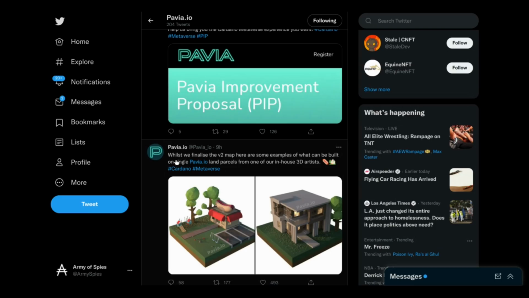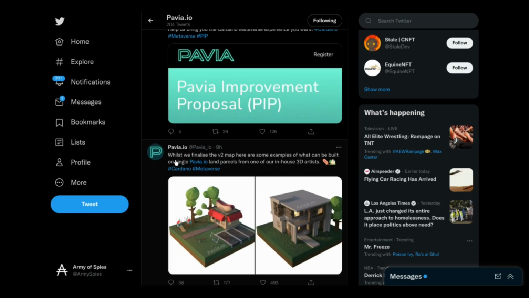Pavia says, whilst we finalize the V2 map, that's still coming. As of this video, it's not quite here yet, but I know the developer that was working on it was reporting on Twitter that he was going to work flat out and try to get that thing done today. I'm not sure if it's actually going to get done today, but I wouldn't be surprised if we see that at some point before the end of the day after this is being recorded.